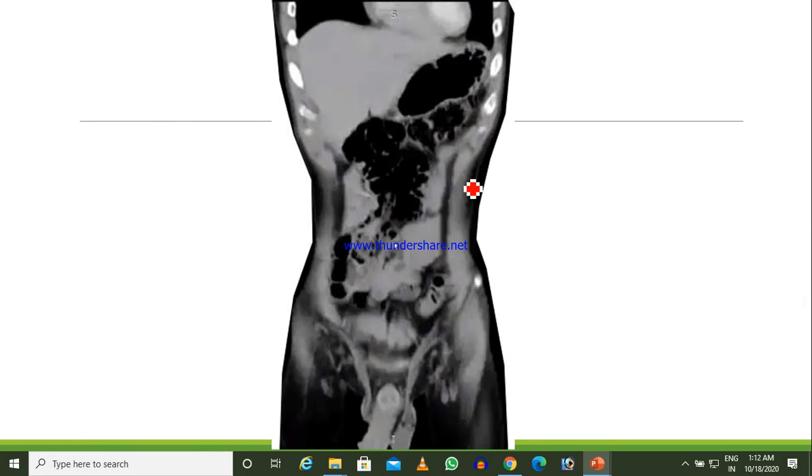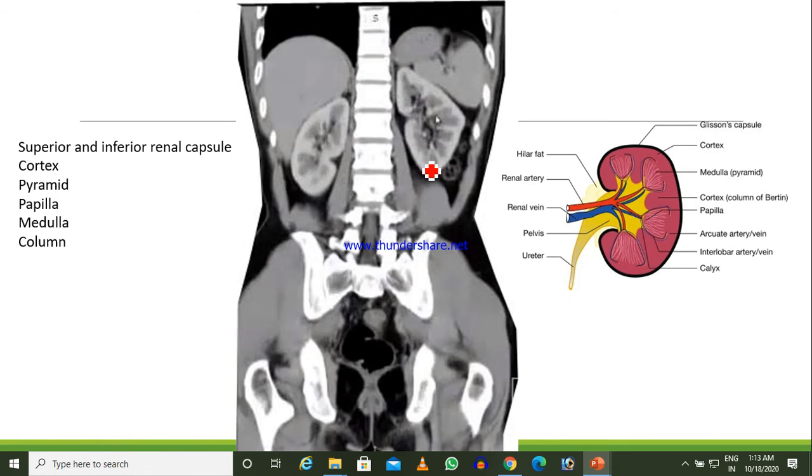Now we will go to the abdominal CT scan image. This is the abdominal image. You see, this is the superior renal capsule, this is the inferior renal capsule, this is the right kidney, this is the left kidney. Okay, as you know, this is your renal cortex. So this is your renal pyramid.